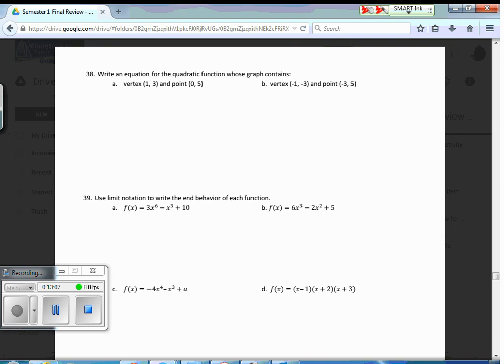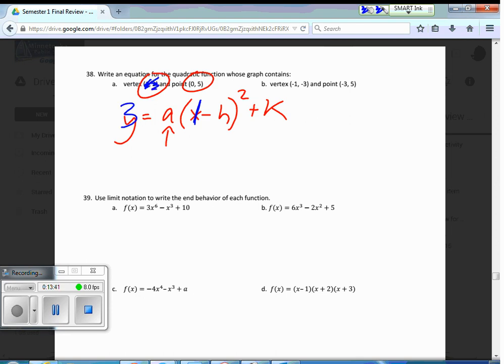It's the very same kind of thing, but the equation that you start with is different. It's y equals a times x minus h squared plus k. That's the general form when it's a quadratic. So now I'm going to stick in these points, that point and that point, to find this. It's kind of like finding the slope, but it's not the slope. It's the stretch factor. So I'm going to put in x is 1, y is 3. Y is 3, I put a 3 here.